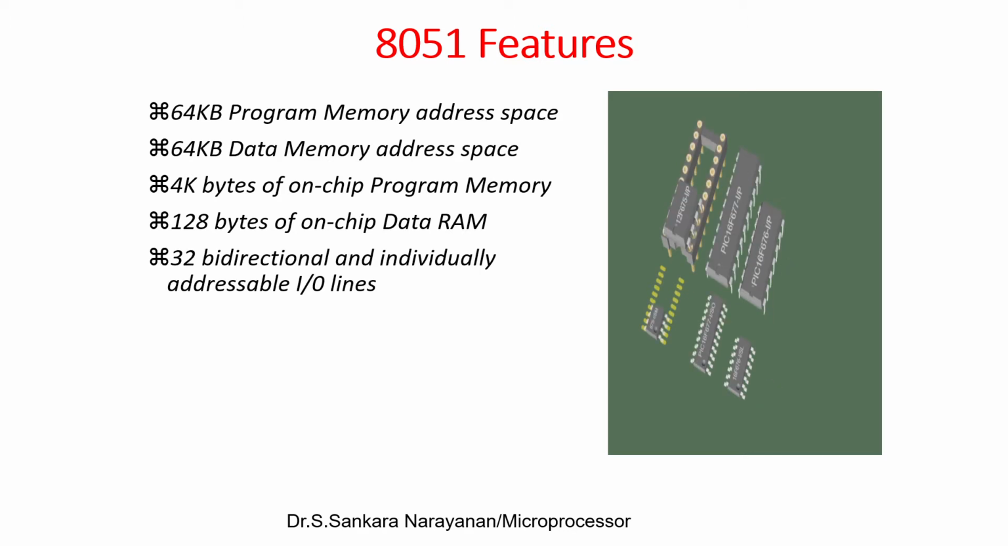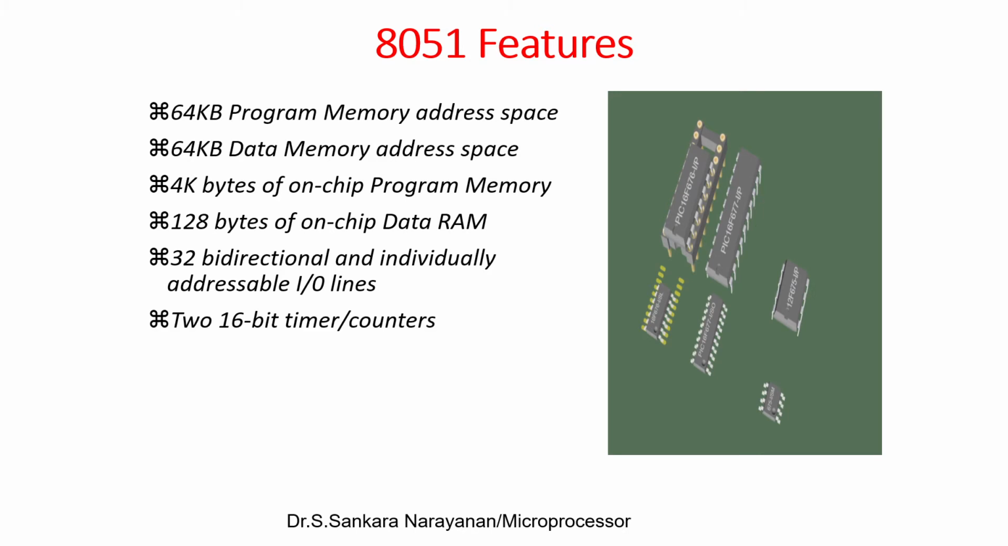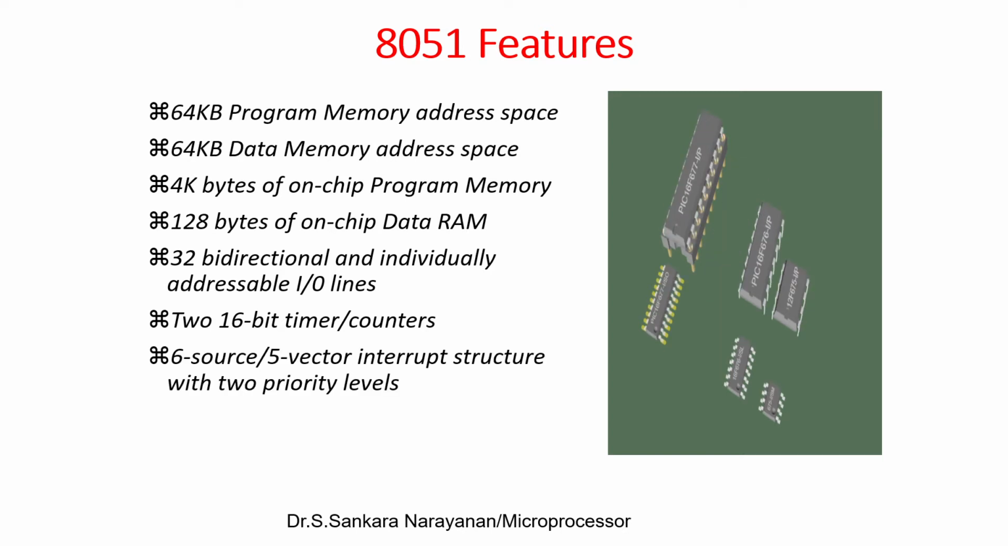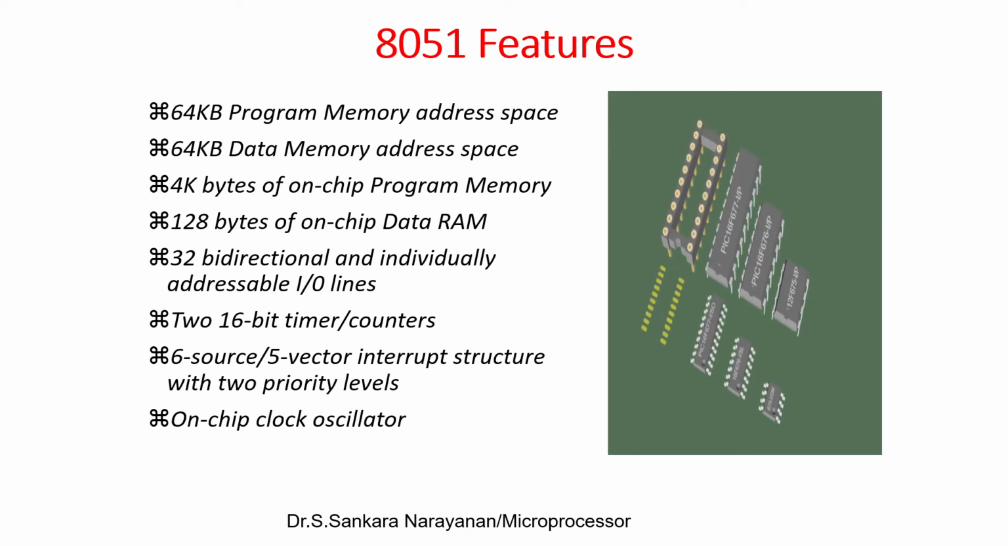And it contains 32 bidirectional and individually addressable I/O lines. There are 4 I/O ports, and each I/O port contains 8 pins. So in total 32 bidirectional and individually addressable I/O lines are available in the 8051. It contains two 16-bit timers or counters, T0 and T1, and a 6 source, 5 vector interrupt structure with 2 priority levels, and an on-chip clock oscillator. Here we are using a crystal oscillator. So an on-chip clock oscillator is available in the 8051.